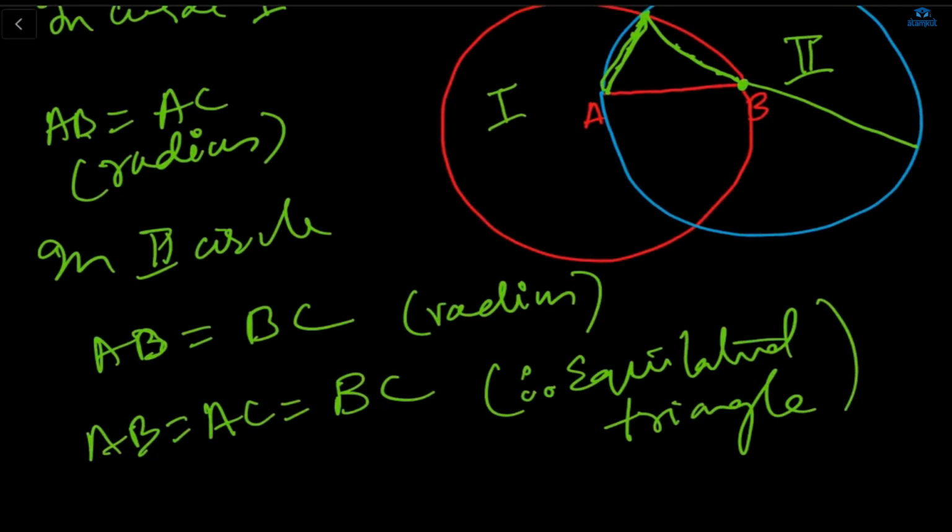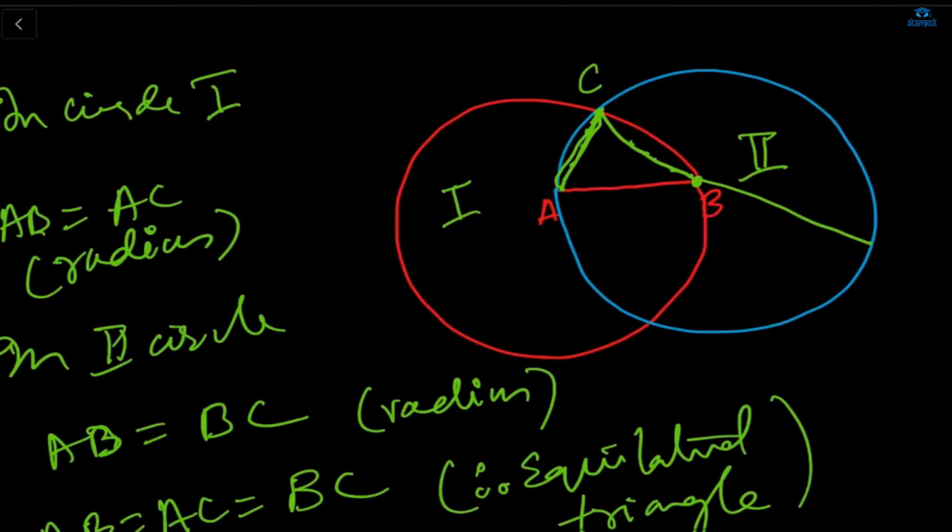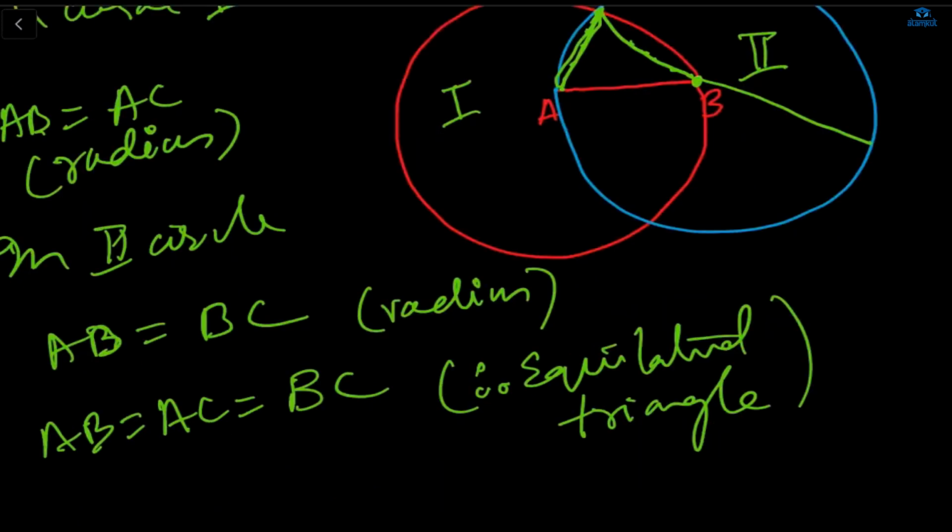That means AB is equal to AC is equal to BC. And you can see from the figure that it looks like a triangle. Okay. So this is an equilateral triangle, since all the three sides are equal to one another.